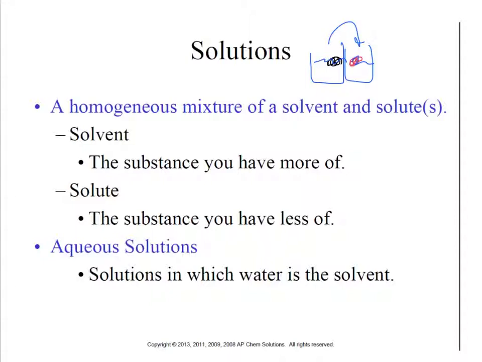But it doesn't always work like that. Sometimes you're mixing two liquids together, like water and alcohol, in which case whichever liquid you have more of would be the solvent, and the one that you have less of would be the solute. So if you have 100 milliliters of alcohol and 10 milliliters of water, and you mix those together, alcohol would be your solvent, water would be your solute. And an aqueous solution is one where water is the solvent. So anytime that you have something that has more water than something else, it's an aqueous solution.